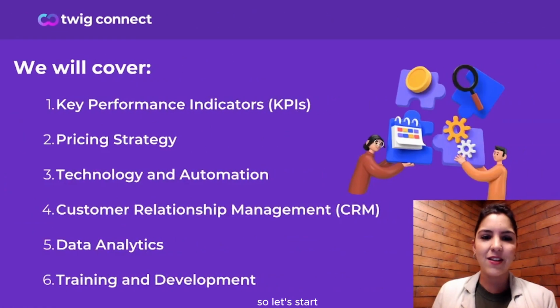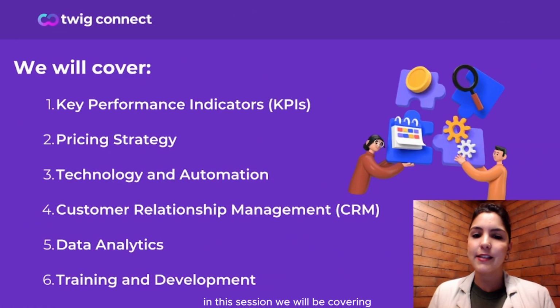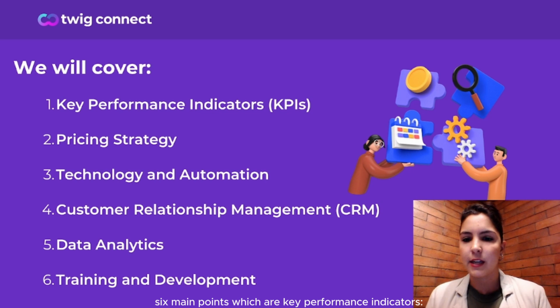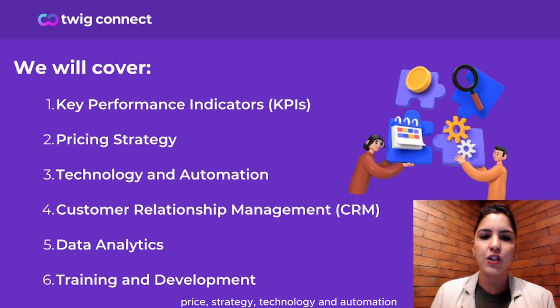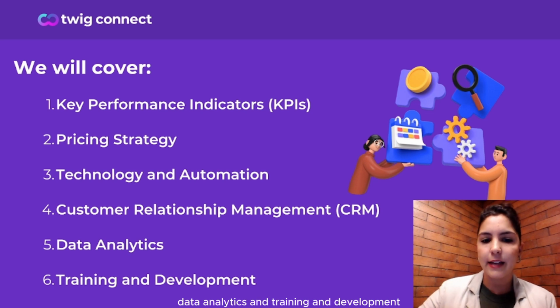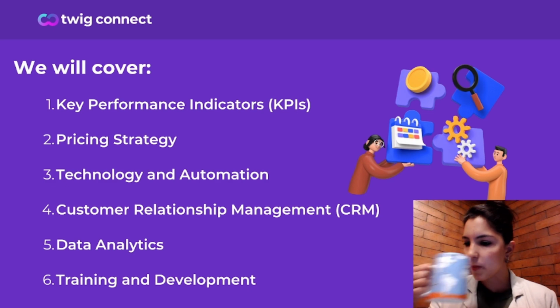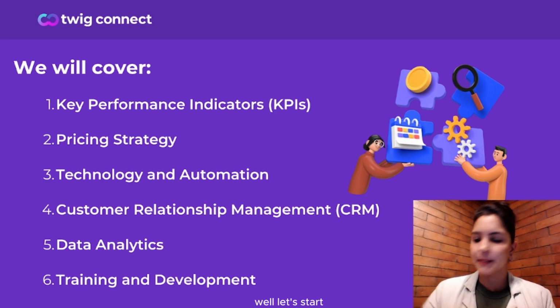Okay, so let's start. In this session, we will be covering six main points, which are key performance indicators, price strategy, technology and automation, customer relationship management, data analytics, and training and development. Well, let's start.